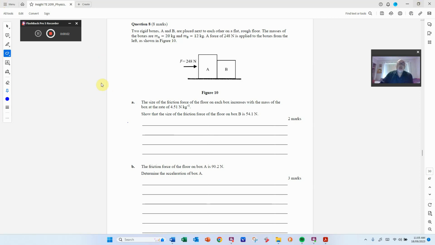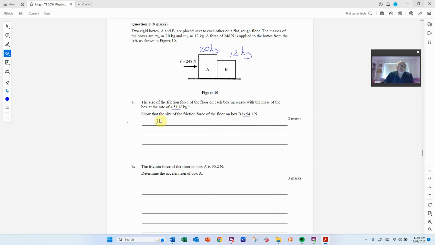Okay, so question 8. Two rigid boxes, A and B, are placed next to each other on a flat, rough floor. The masses of the boxes are 20 kilos for A and 12 kilos for B. A force of 248 newtons is applied to the box from the left as shown. The size of the friction force increases with the mass of the box. So show the size of the friction force on the box.